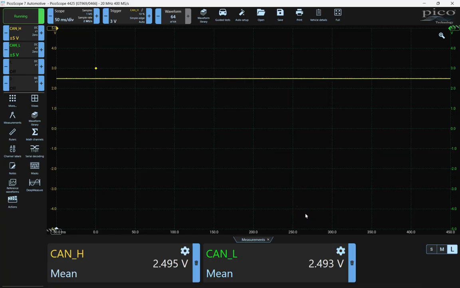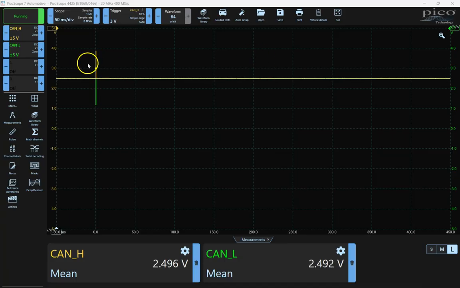I do not have any messages being transmitted right now, so I don't even have my one message per second. I'll go ahead and start the one message per second. We'll take a look at it. And when we see it come up, there we go. It changed my CAN voltage ever so slightly, not by much, just by a little bit.